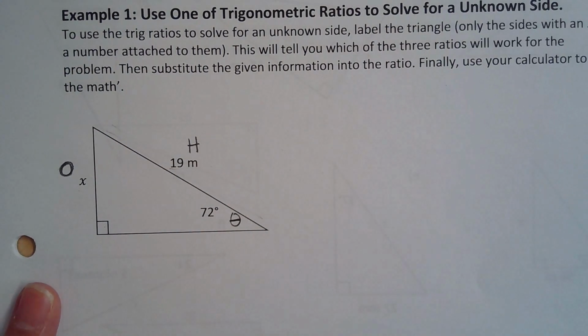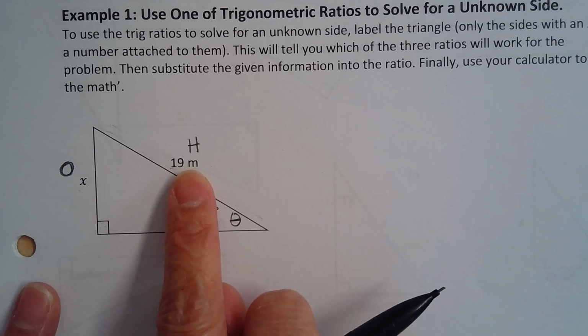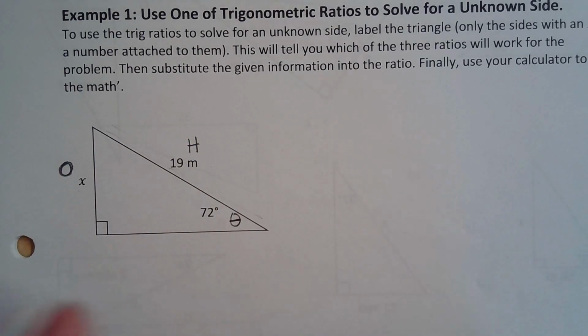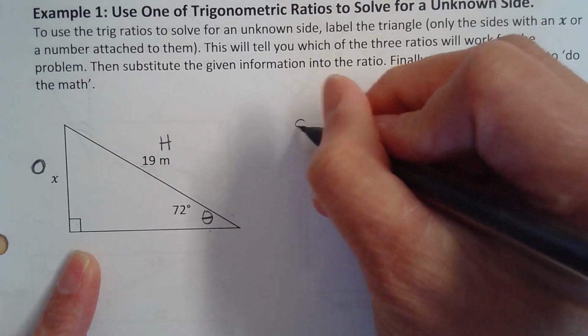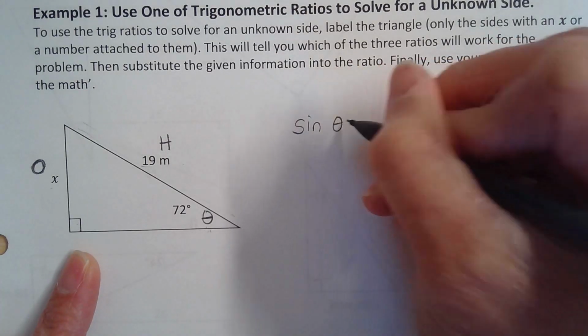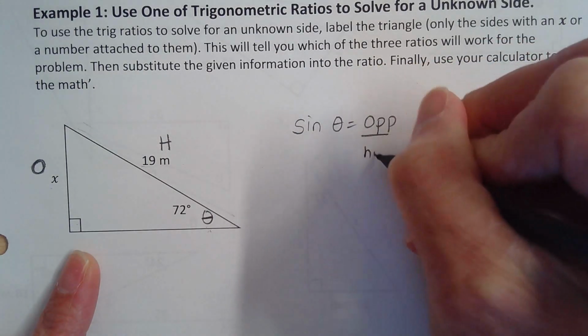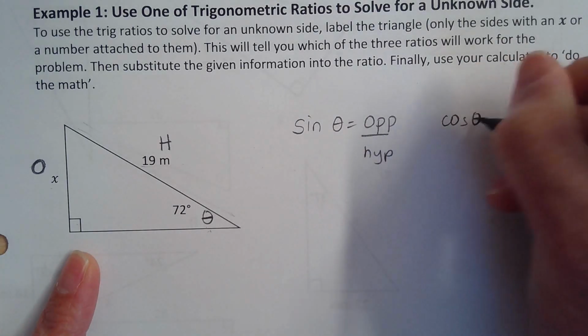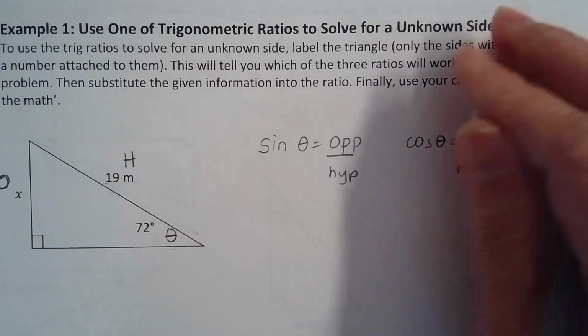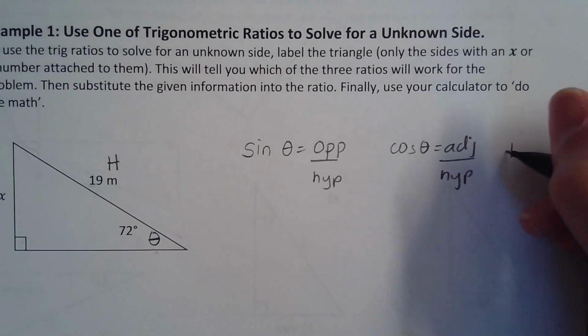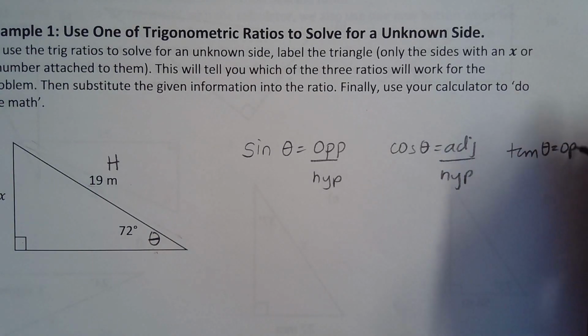Okay. So, those are the only two things that we need. From there, we have hypotenuse and opposite and theta in the equation. So, sine theta equals opposite over hypotenuse, cos theta equals adjacent over hypotenuse. Tan theta equals opposite over adjacent. Okay, here we go.